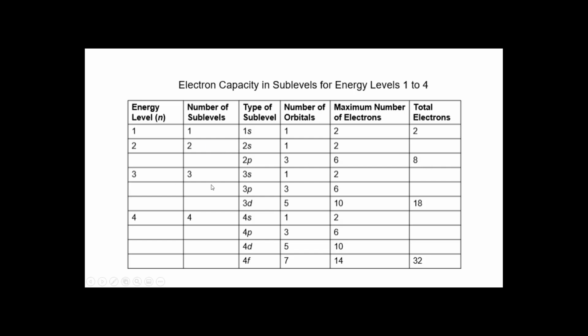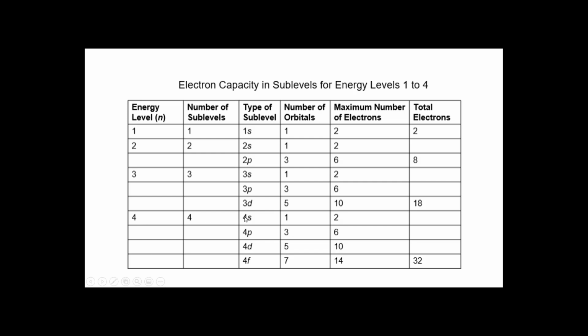Now let's take a look at 3. We have a 3s orbital, a 3p, and a 3d. The 3s orbital has 1 orbital, the 3p has 3 orbitals, and the 3d has 5. So the 3s can hold 2, the 3p can hold 6, and the 3d can hold 10, a total of 18 electrons for n equals 3. n equals 2 has a total of 8 electrons.